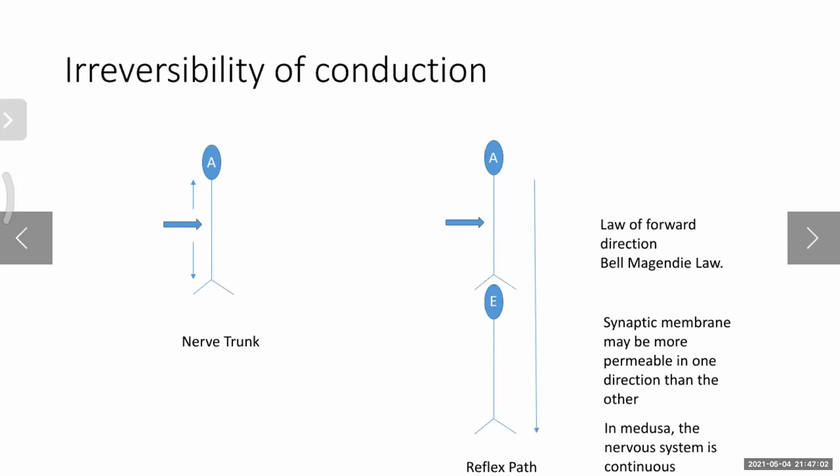When Sherrington analyzed this, he thought that the reason it is going in one direction could be that the synaptic membrane might be more permeable in one direction, but very less permeable in the opposite direction. So because of it, it might not be going.